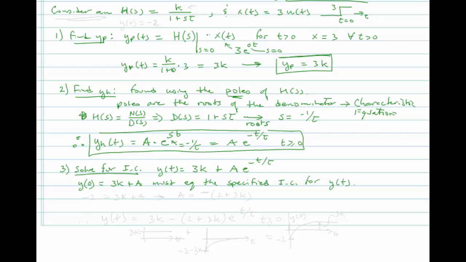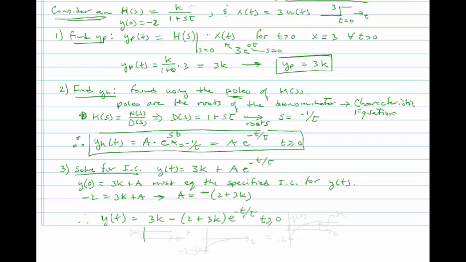So suppose that we also said that y of 0 was equal to minus 2. Well, then minus 2 must be equal to 3k plus a. Therefore, a is equal to minus 2 minus 3k. And we could therefore write our final solution for our complete response: y of t is equal to 3k plus, minus 2 minus 3k, times e to the minus t over tau, for t greater than or equal to 0.